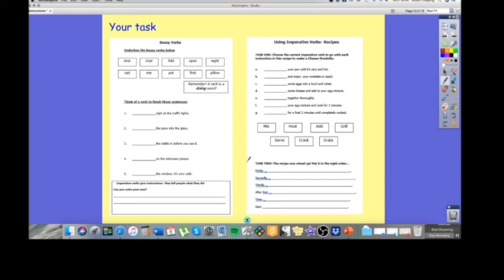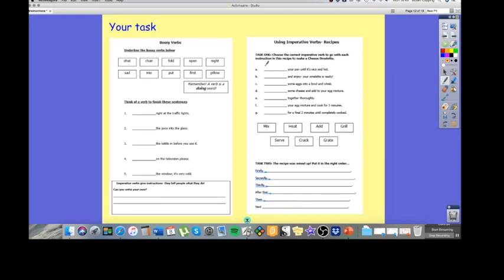Okay, now if you have the second sheet, this is a set of instructions to make an omelette. Okay, you need to use the 7 words down here for the 7 instructions. So something your pan until it's nice and hot. Mix your pan, heat your pan, add your pan, grill the pan, serve the pan, crack the pan, grate the pan. Okay, put the correct word into the box.